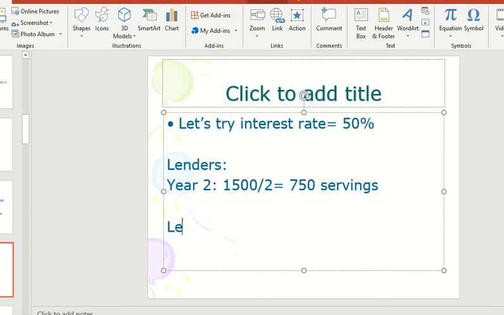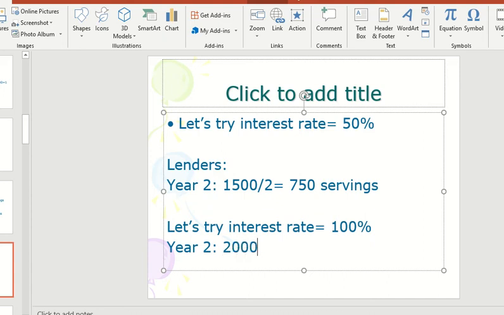Some of you now may think that, well, maybe we can try 100%, right? So let's look at the purchasing power for lenders. If you charge an interest rate of 100%, that would give us 2,000. So that would be 1,000 servings of food. So that means lenders will require at least 100% before they are willing to make this kind of loan.